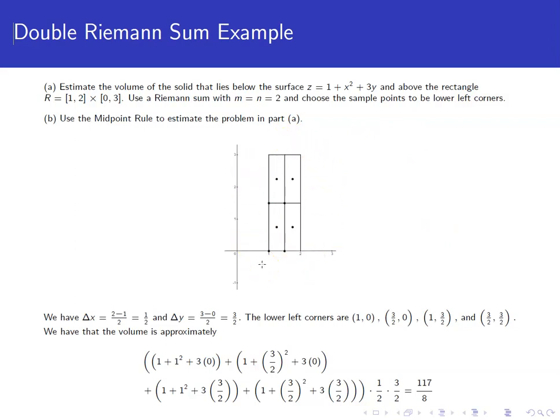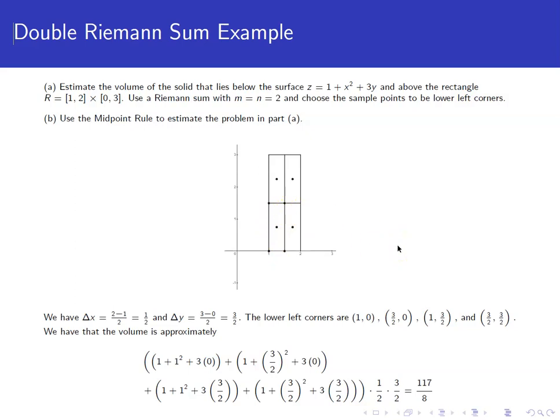They ask us to use the lower left corners of each sub-rectangle for our sample points. So I've marked those here, here, here, and here. The other ones are for the midpoints, and we'll do that in part B. The lower left-hand corners are this one, this one, this one, and this one. Those coordinates are (1, 0), (3/2, 0), (1, 3/2), and (3/2, 3/2).